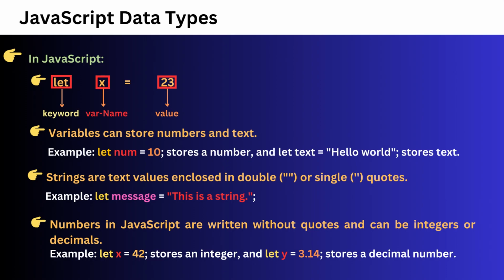Now after this we have numerical values. Like let a is equal to 34. Here we have a numerical value. And if we use double quotes around this value, then this value becomes a string.